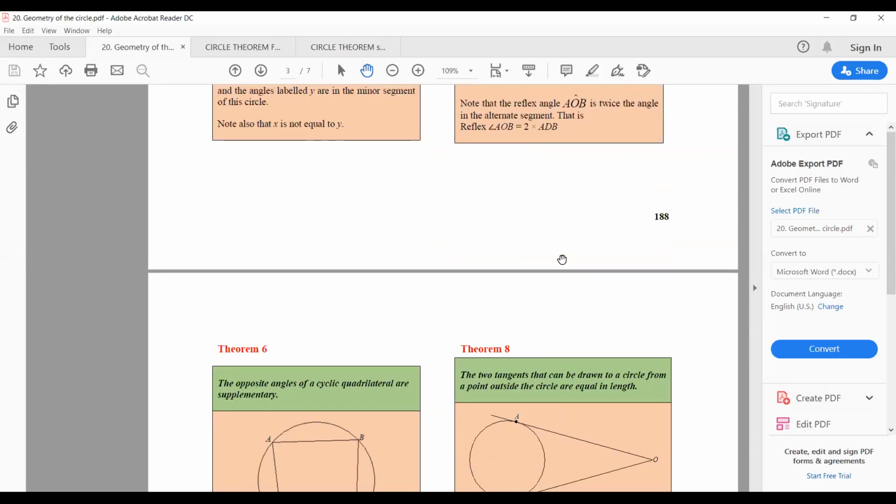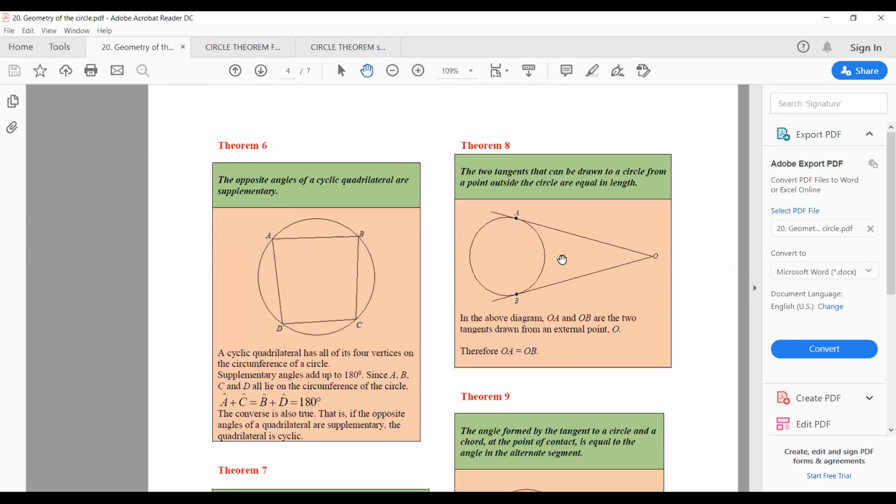So theorem 6 now. The opposite angles of a cyclic quadrilateral are supplementary. In other words, they are telling us if you add any two opposite angles, so let's say you add A and you add C, you'll get 180 degrees. Let's say you add B and you add D, you'll get 180 degrees, right? So that one was very easy.